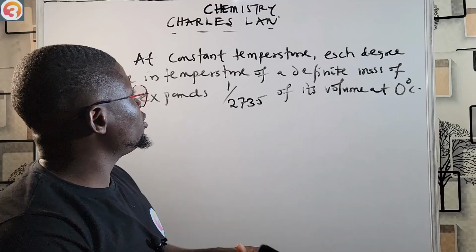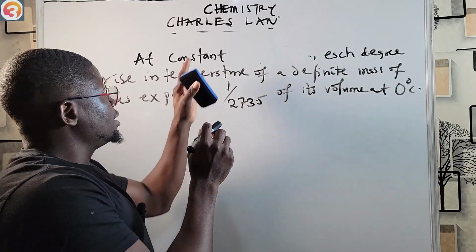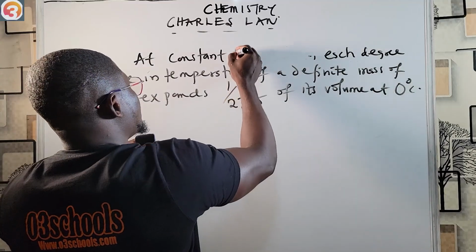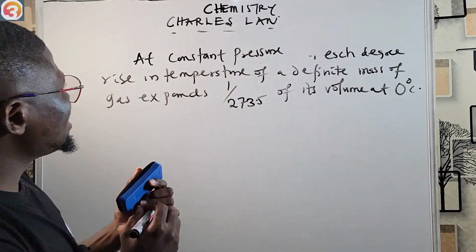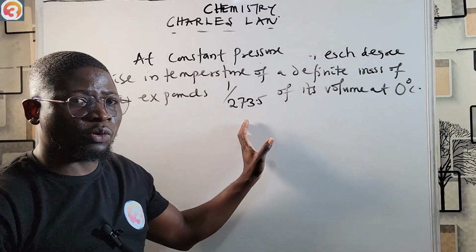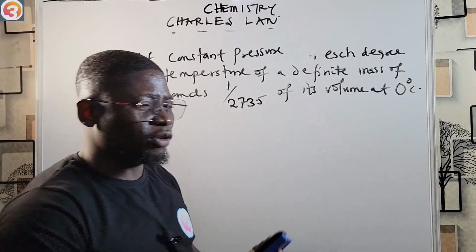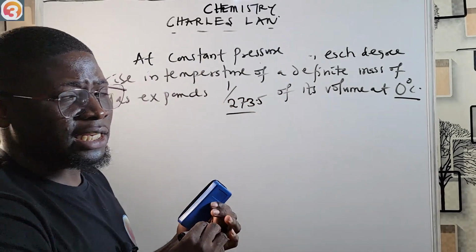At constant pressure, because Charles' law keeps what? Pressure constant. At constant pressure, each degree rise in temperature of a definite mass of gas expands 1/273.5 of its volume at 0 degrees Celsius. These are the salient points.